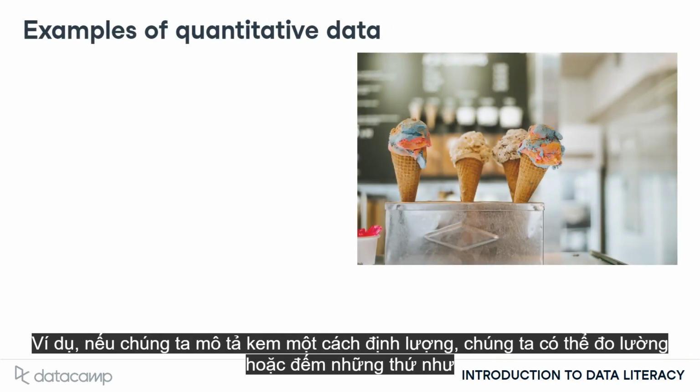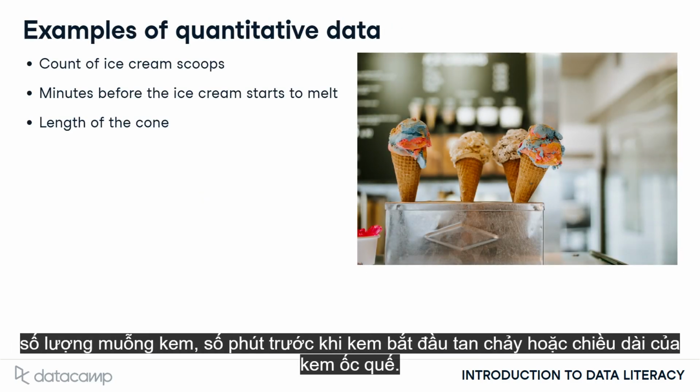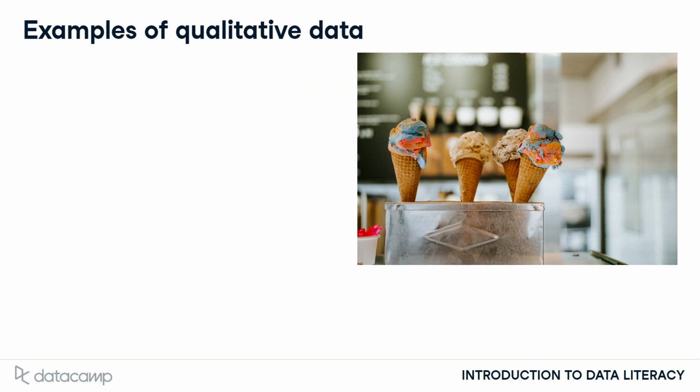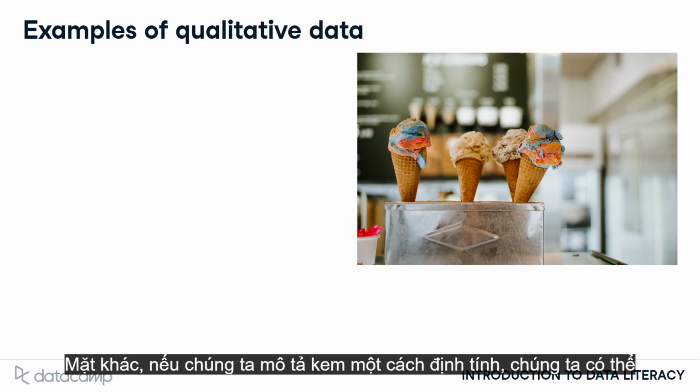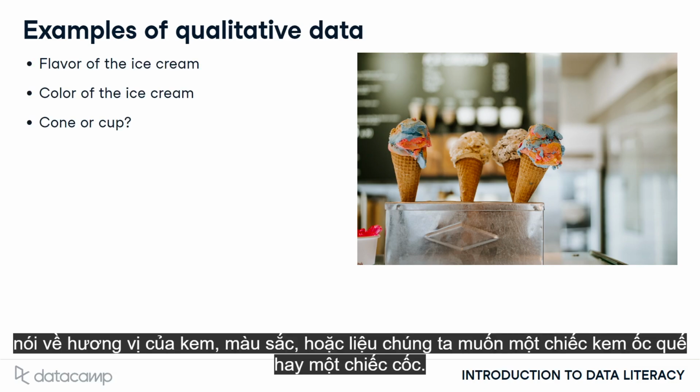If we were to describe ice cream quantitatively, for example, we could measure or count things like the number of ice cream scoops, the minutes before the ice cream started to melt, or the length of the cone. If, on the other hand, we would qualitatively describe ice cream, we could talk about the flavour of the ice cream, the colour, or whether we want a cone or a cup.